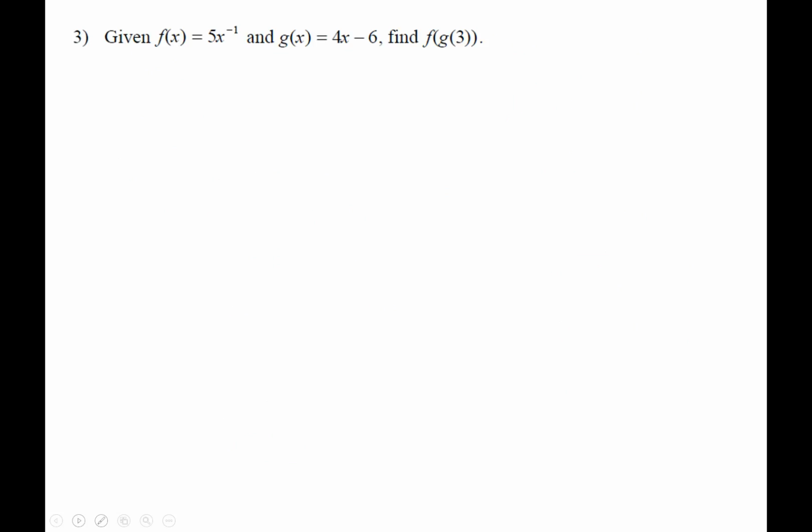All right, then this question, find f of g of 3. I'm going to start on the inside and work my way out. The inside says plug in 3 to the g of x function. So I'm going to start with the g of x and plug in 3. So 4 times 3 minus 6. And then I would simplify. That's 12 minus 6, which equals 6. So I have g of 3 equals 6.